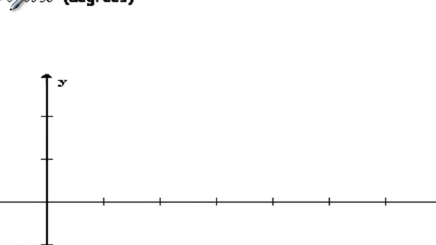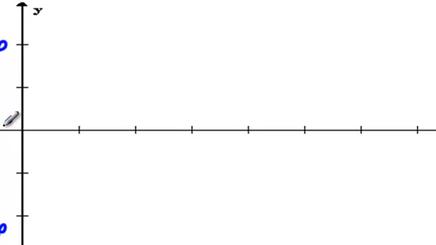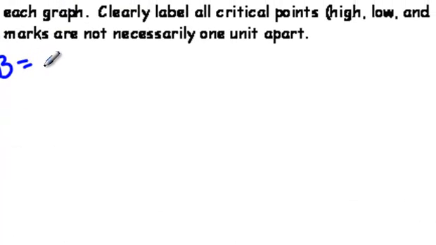Now, we have a couple examples here, so I'm going to walk you through one. And if you feel like you need more practice, go ahead and work through it, and come see me in the morning if you have questions about it. All right, so example 1. A, our amplitude is 6, so that means we're going to go up to 6 and down 6. That's it, as opposed to 1 or negative 1. B, our b value is 5.